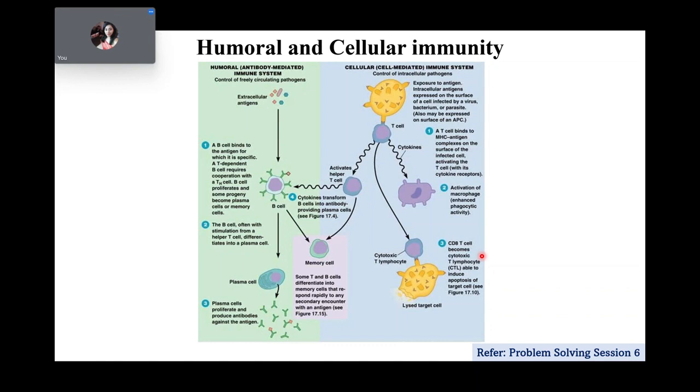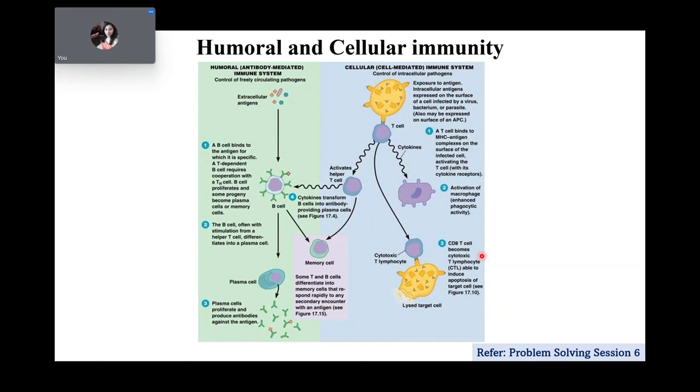Coming back to here, if it is MHC class 1, they will bind to CD8 plus T cells. If they are MHC class 2, they will bind to CD4 plus T cells. If it is CD8, it is a cytotoxic T lymphocyte, so this will directly kill the infected cells. However, if it is a CD4 T cell, then it is the TH cells.